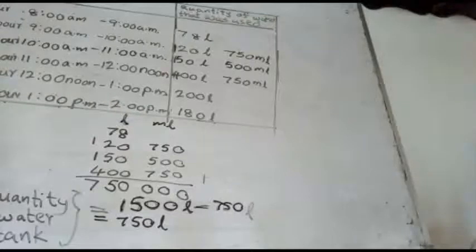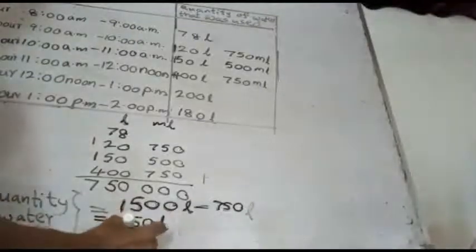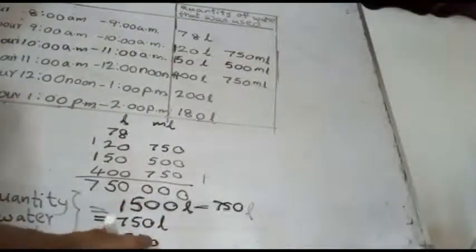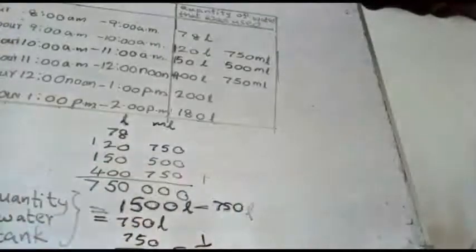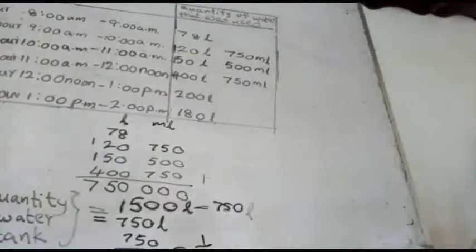Exactly half the quantity of water in the tank has been used up, because 750 over 1500 is equal to half. Now write the answer in words. Part 2: find the amount of water remaining in the tank at the end of the first 6 hours.